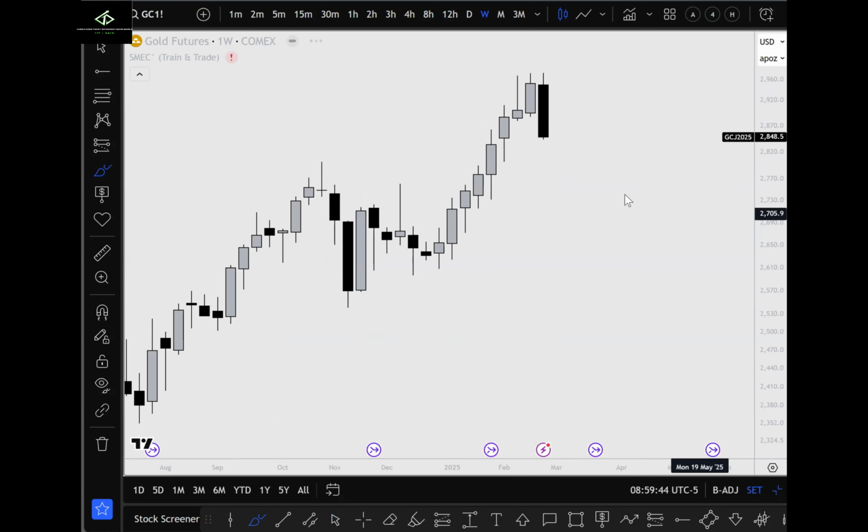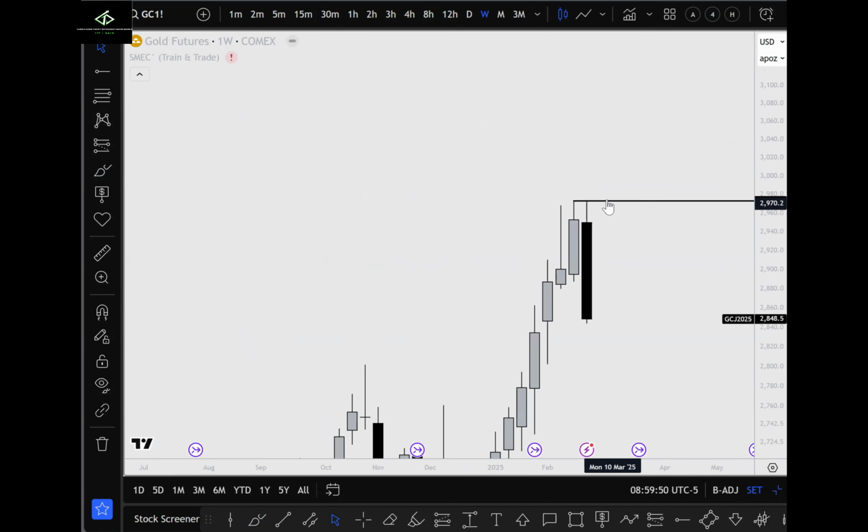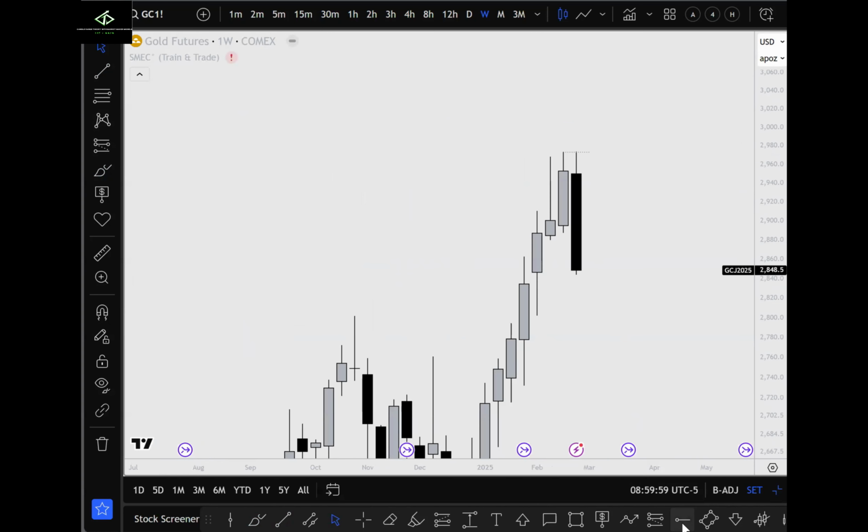This is the one that I really like as well. I really like this one because again, on the weekly, what do we have? We have a sweep of liquidity. We have the engulfing bar that formed. We ever so slightly just took out this liquidity pool. And not only that, but we also have an inversion. The market inverted this level.